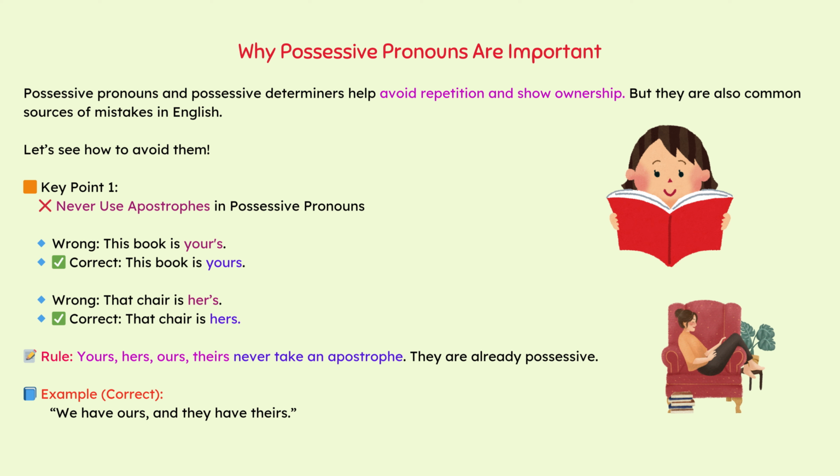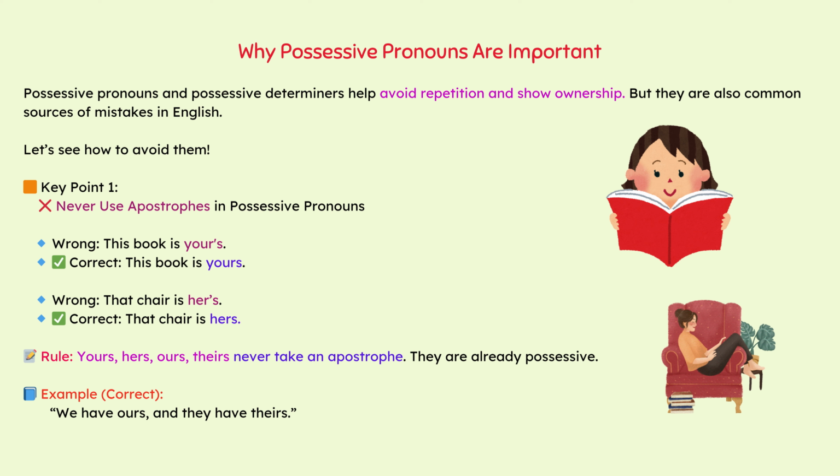Key point 1: never use apostrophes in possessive pronouns. Here's a mistake we often see. This book is yours. Correct usage. That chair is hers. Correct usage.